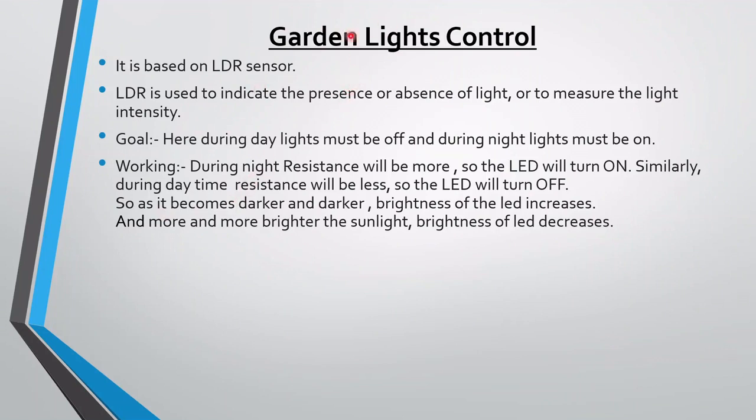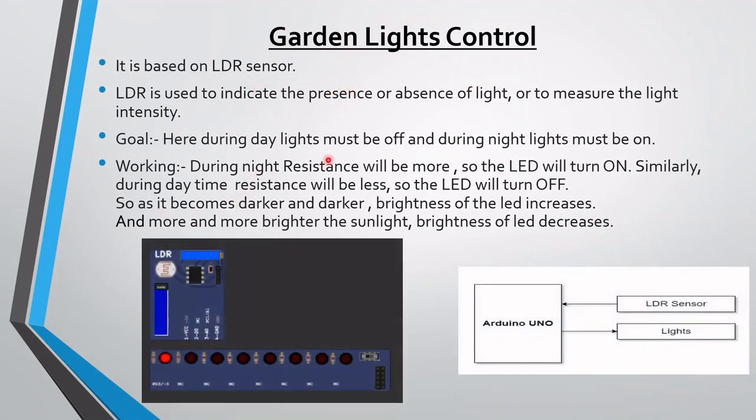Next is how the garden light control takes place. It is based on the LDR sensor. LDR is used to indicate the presence or absence of light or to measure the light intensity. During day, lights must be off, and during night time, lights must be on. During night, the resistance will be more, so the LED will turn on. Similarly, during the daytime, resistance will be less, so the LED will turn off.